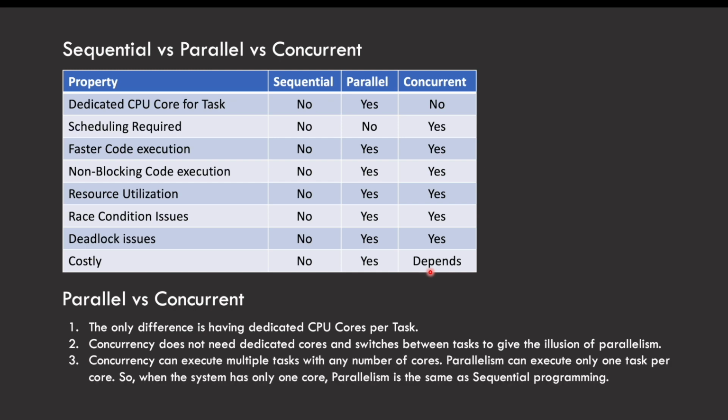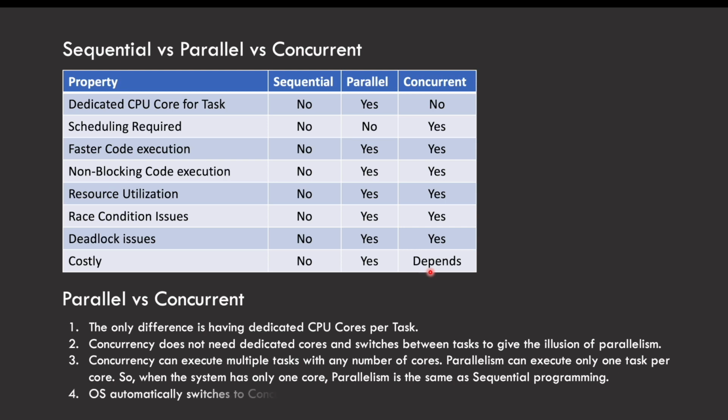Next, concurrency can execute multiple tasks with any number of cores, even if there is one core. In parallelism, if there's only one core, it's basically sequential programming, because in parallelism the processor will not switch between tasks. So the chef will only process one order at a time. That's the idea. If it was concurrent, even with one chef, the chef could switch between different tasks, different orders, and give you the result.